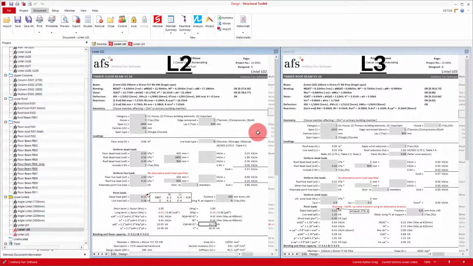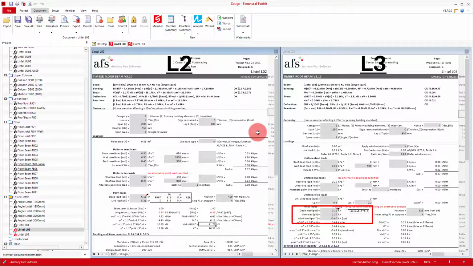Here we have both L2 and L3 complete. L2 is a floor beam that picks up Ep.4, along with floor, wall and roof loads. Something interesting about this design is that as the Ep.4 point load is close to the support, it has become a shear critical design.